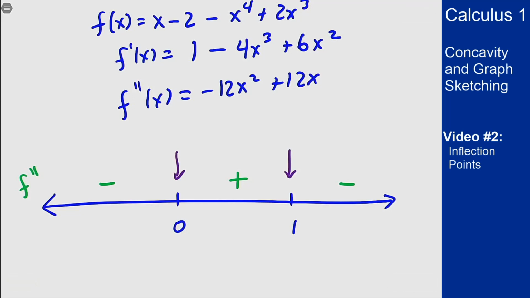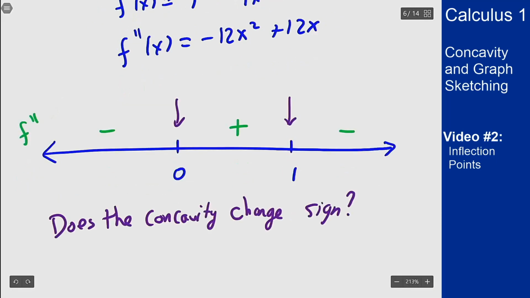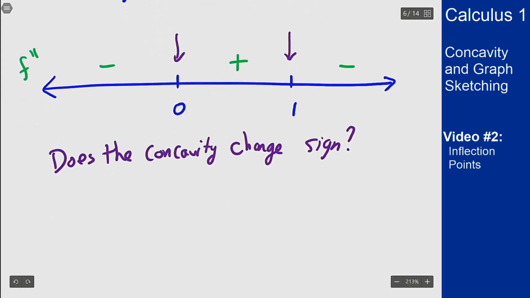And the criteria that I have left is, does the concavity change sign across those points? And in both cases, the answer is yes, right? At 0, we're going from negative on this side over to positive on this side, so that changes sign. And at 1, we're going from positive over to negative, so that changes sign. Therefore, both of these are inflection points. So my function f of x has inflection points at 0 and 1.